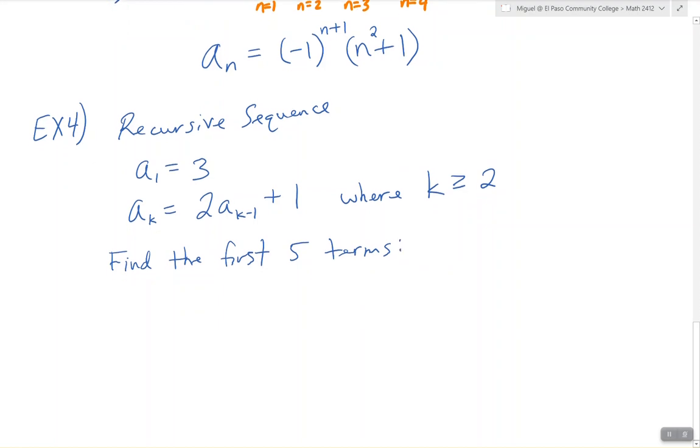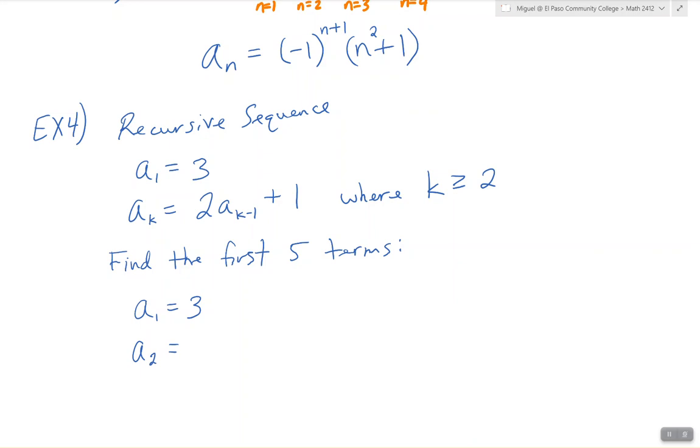So we know the first term already because they gave it to us. We know the first term is 3, right? A sub 1 is 3. So now we need A2. And what they give us is this recursive formula here. So A sub 2 is what we're looking for.